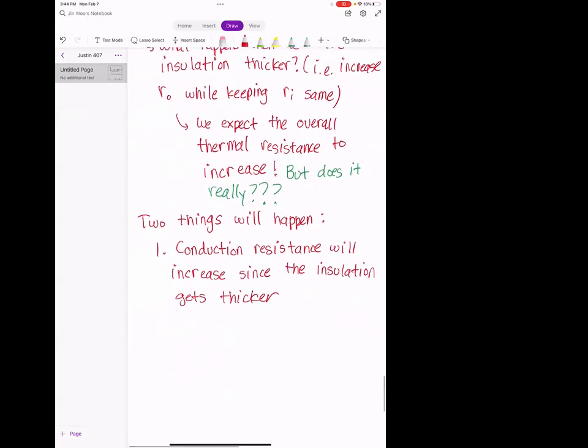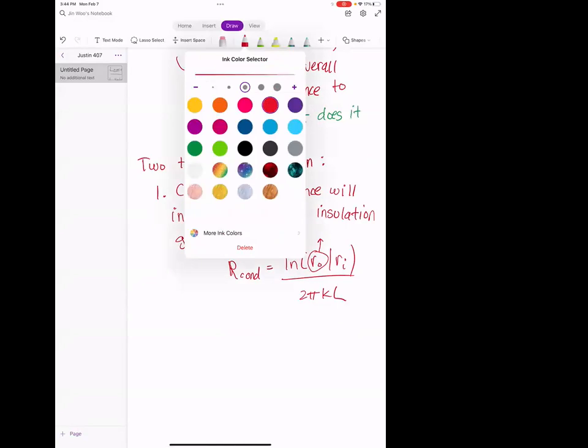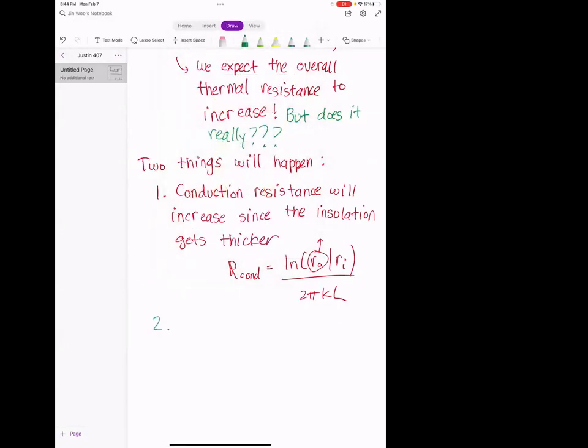Remember our formula for conduction resistance: it's ln of Ro divided by Ri, divided by 2 pi k L. If we increase Ro, we have Ro here in the numerator of this expression, so our conduction resistance is going to increase. The formula supports this. It only increases at the rate of a natural logarithm, but it's still an increase. So that's the natural thing that you think would occur.